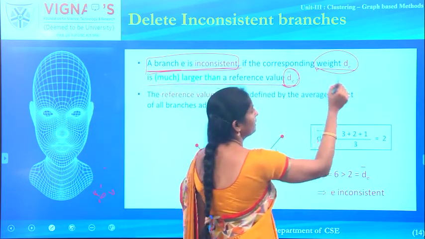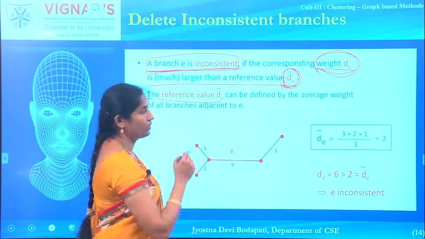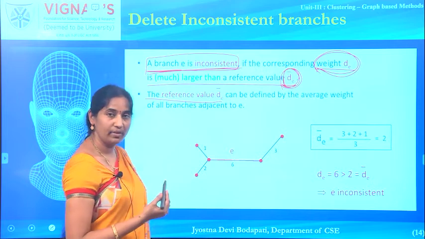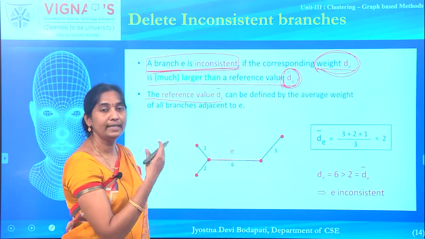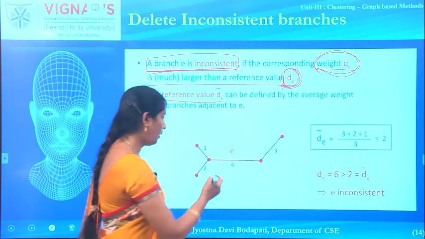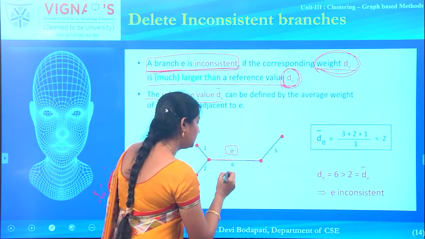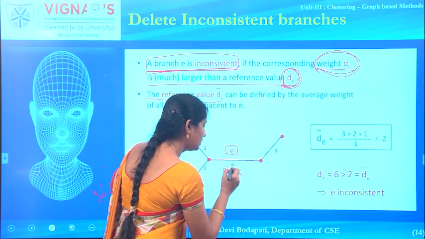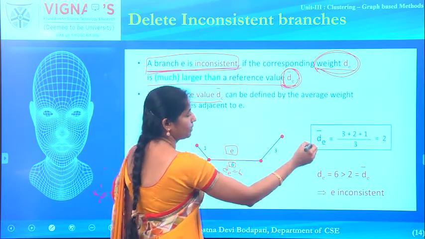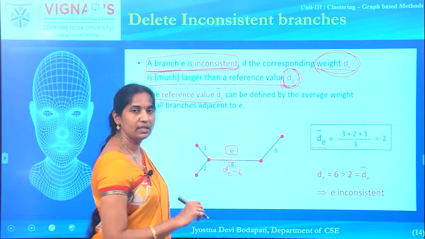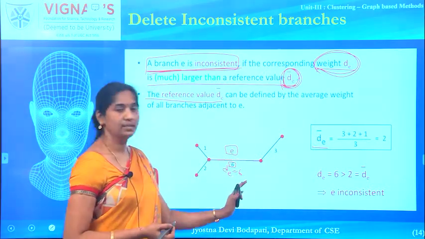Now, let us see what this dE complement is. dE is simply the weight of the edge, but what is this dE complement? This is known as the reference value. And how do we get that reference value? The reference value can be defined as the average weight of all the edges associated with that edge. Now, consider this edge. So, this edge is E and the edge weight dE is 6, because this is the weight that is given to it. And what is the dE complement? Let us try to compute the dE complement. It is the average of the weights associated with this edge.